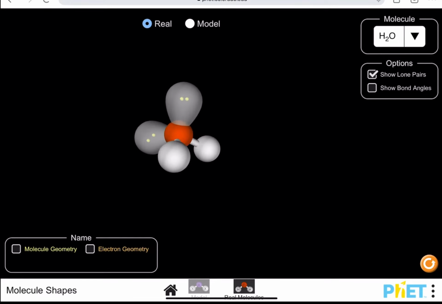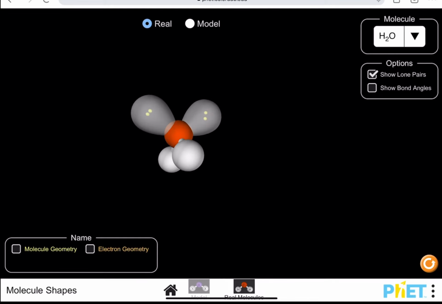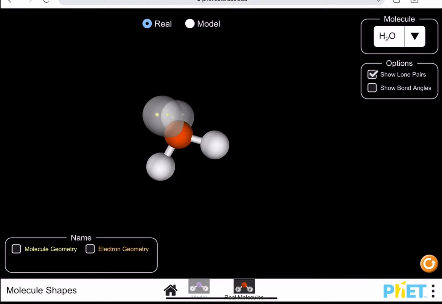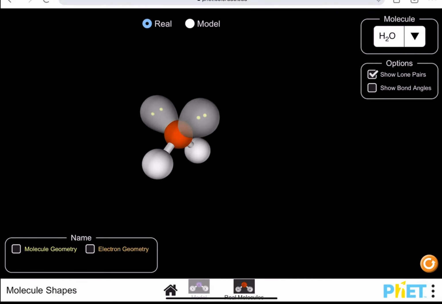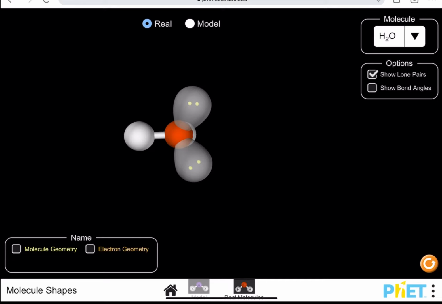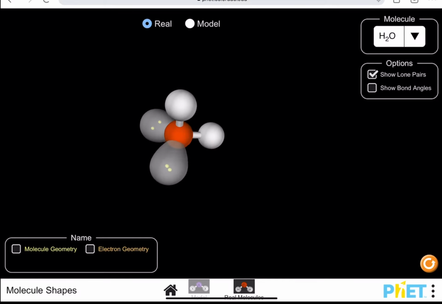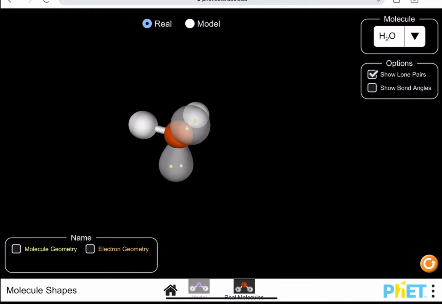So here's a model of water. When you draw it, your lone pairs are right next to oxygen, and here we're showing that they have their own cloud that they're in. We can try to move those around, but because the electrons are repulsed by each other, no matter how you try to get them to go next to each other, they will not.